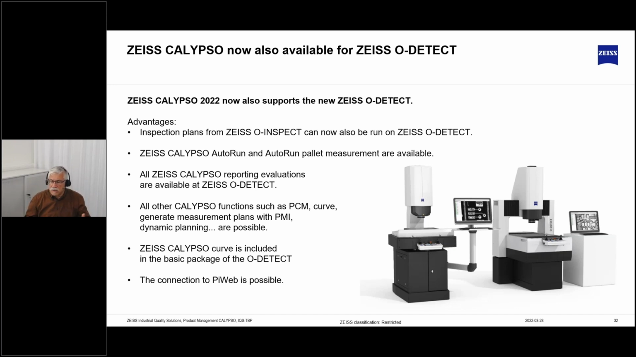And also the link to the PiWeb enterprise solution is now technically included. And also as a note, CALYPSO curve is included in the basic package for the DETECT.